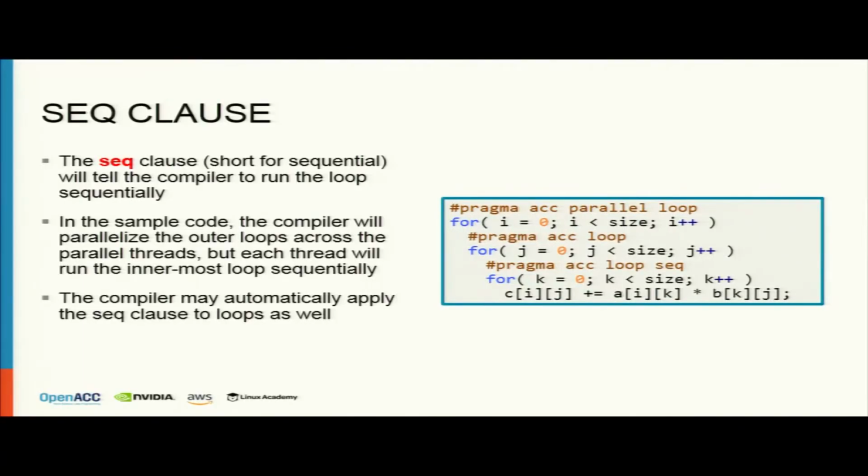Another example, there is another very important clause which is required in many cases: you can actually say for a particular loop, please don't make it parallel, keep it sequential, right? And that is defined by the SEQ clause. When will you define a particular loop as sequential?